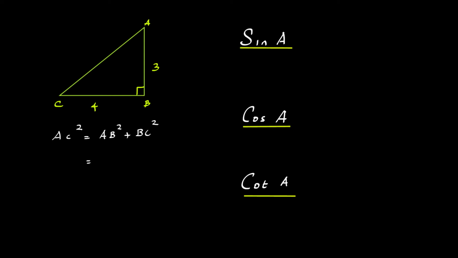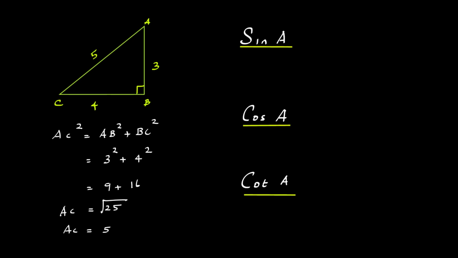Now substituting the value, we have 3 squared plus 4 squared, which is 9 plus 16, which is equal to 25. So AC is equal to square root of 25. AC is equal to 5. So let's mark the value on the hypotenuse side. So side AC is equal to 5.